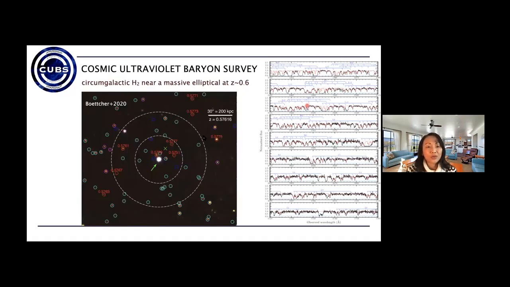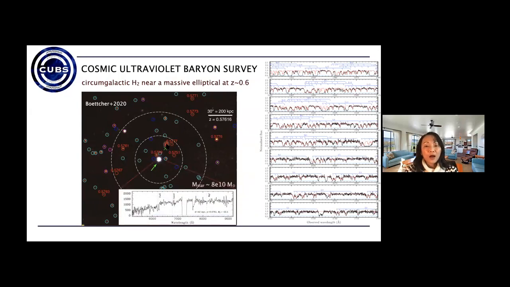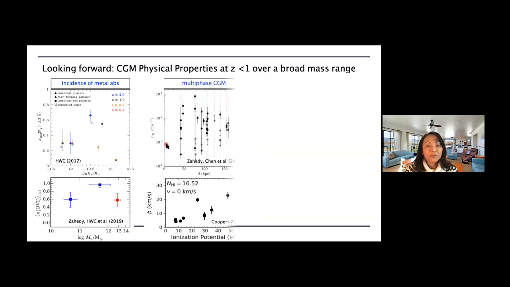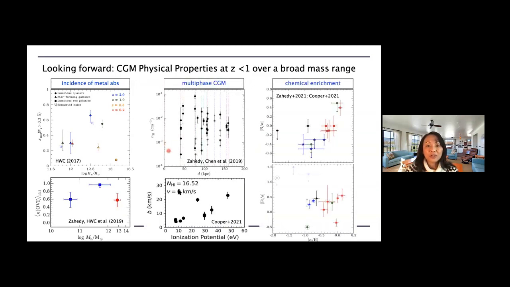So I also want to highlight that for any survey, there are surprises. And this is one of the surprises that Erin Boettcher published last year, the discovery of cold molecular hydrogen at 40 kpc from a massive elliptical. So again the recurring theme of multi-phase gas in halos of different mass scale. I'm just going to leave up the plots here for discussion's sake.